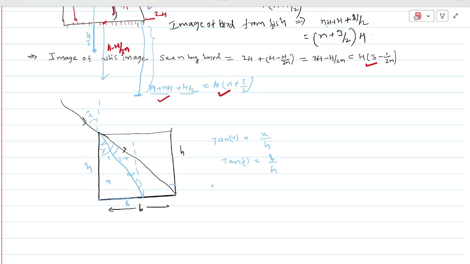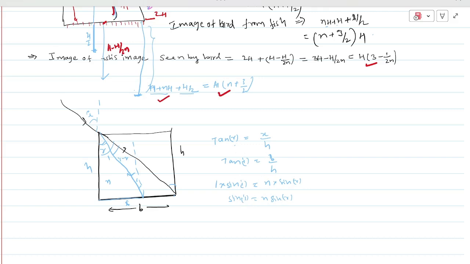If I apply Snell's law, 1 into sin I is equal to n, the refractive index of this medium, into sin r. So sin I is equal to n into sin r. Now from these values of sin I, tan I and tan r, you can substitute and you will get the answers. So this is one of the applications.